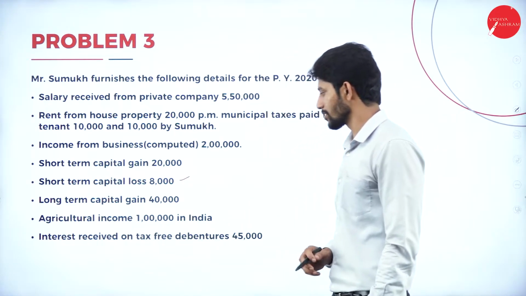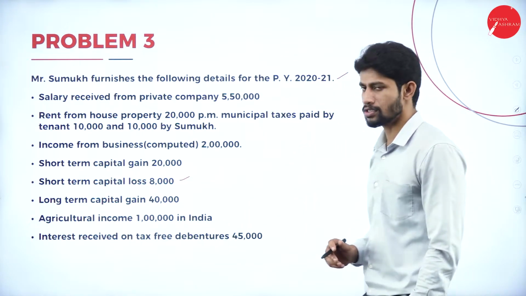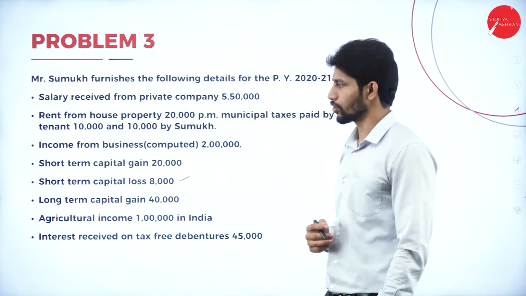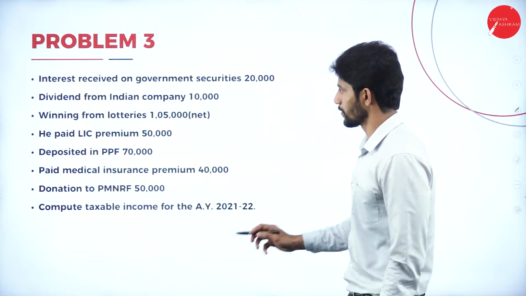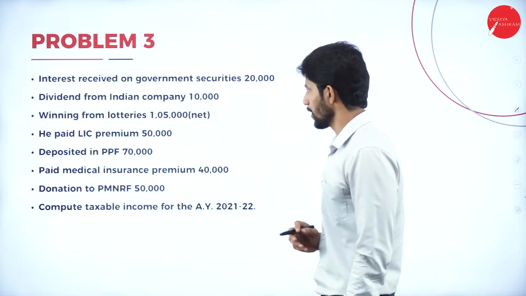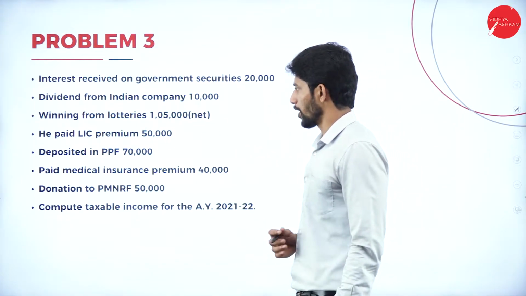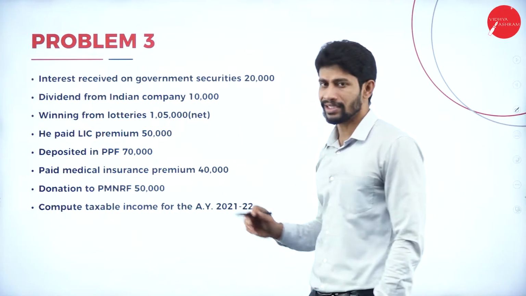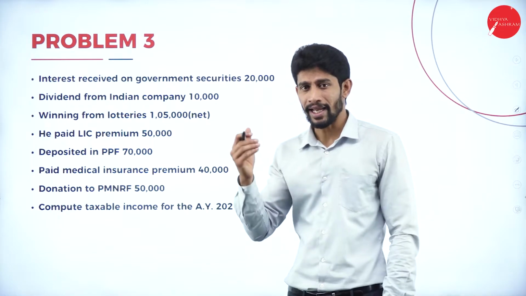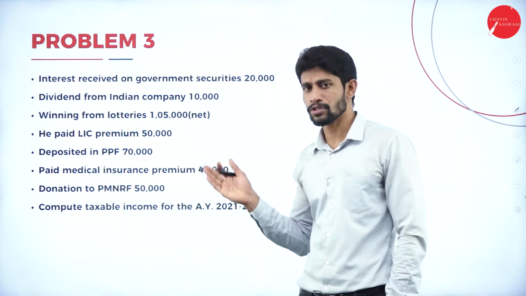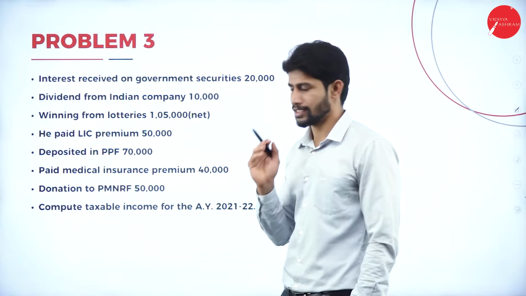Next, interest received on tax-free debentures 45,000. Moving on, interest received on government securities 20,000, dividend from Indian company 10,000, winning from lotteries 1,05,000 net. We are supposed to make it gross. Net is nothing but the tax amount is already deducted. We are supposed to add back that tax amount.